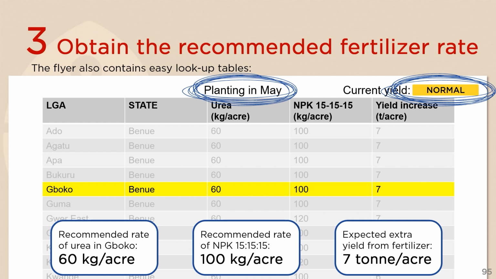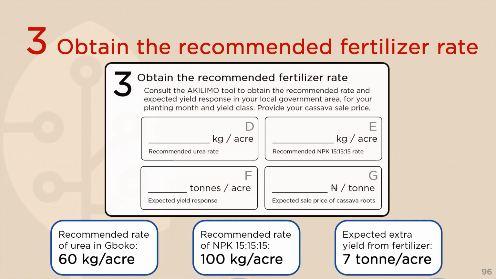The recommended urea rate is 60 kg per acre. The recommended NPK rate is 100 kg per acre. And the expected yield response is 7 tons per acre. Let's now go back to the farmer's worksheet.